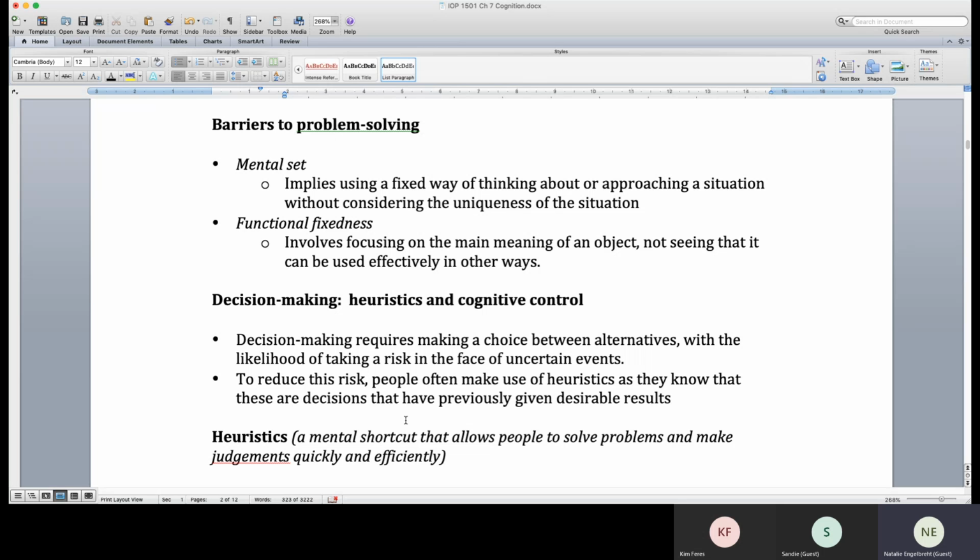Now, to reduce this risk, people often make use of heuristics as they know that these are decisions that have previously given desirable results. But as I said earlier, it doesn't mean that it's going to have the same effect on the situation in front of you now.